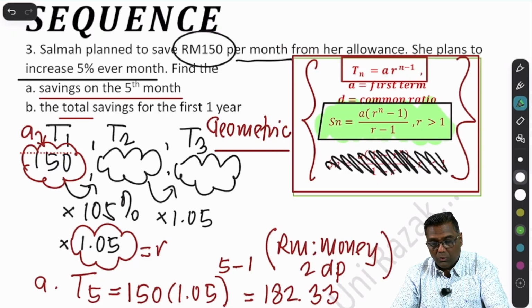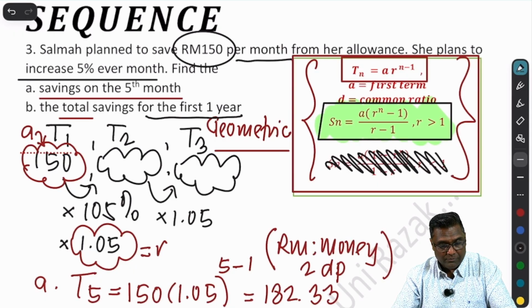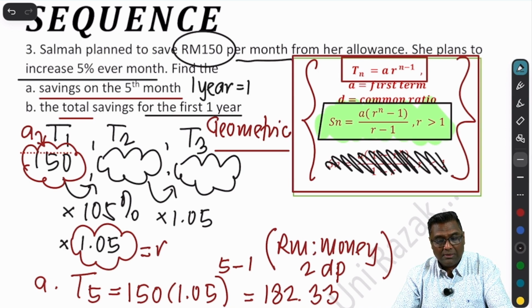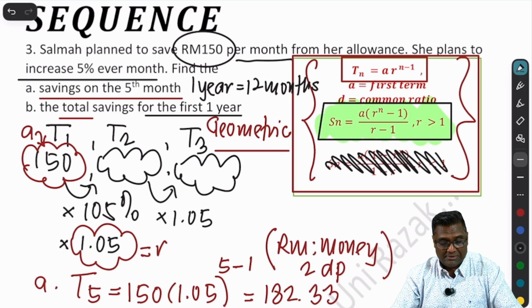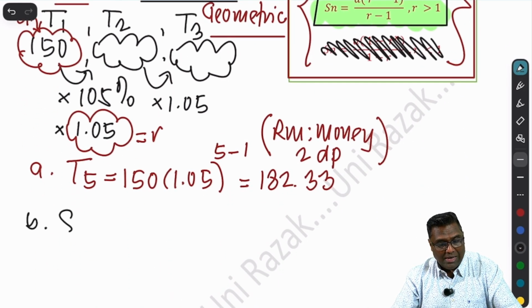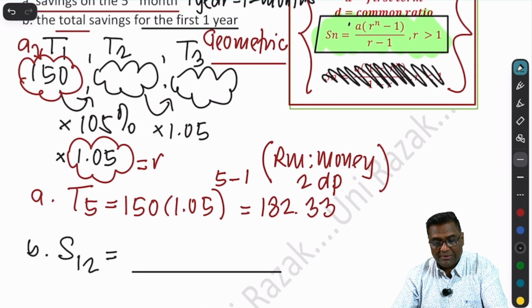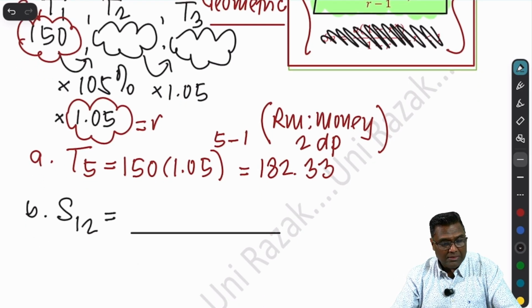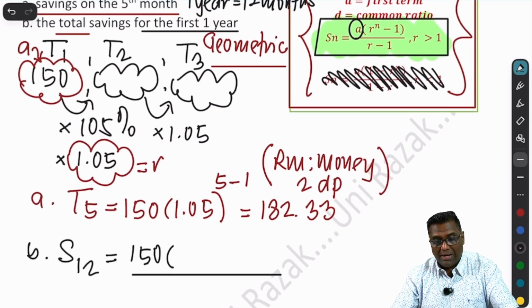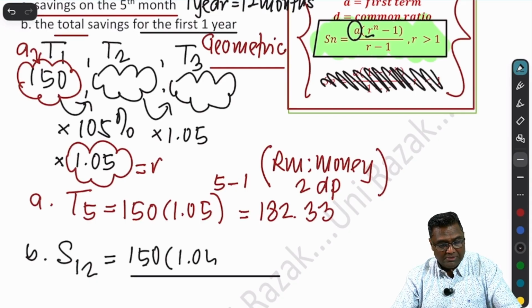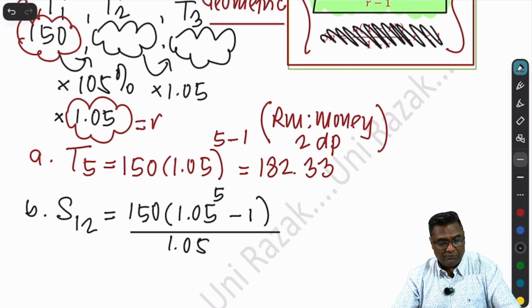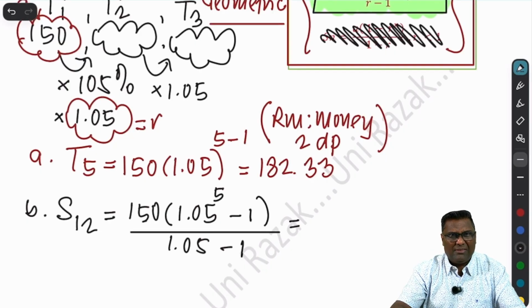So now let's go to the solution. I'm looking for the first year. So for the first year, I think you know 1 year has how many months? 12 months. So I'm going to find the total saving for 12 months. So as per the formula, I am looking for S12. If you check, the formula starts with A. So the A is 150 followed by R, which is 1.05 to the power of 5 minus 1 over 1.05 minus 1. Looks very tedious, right?